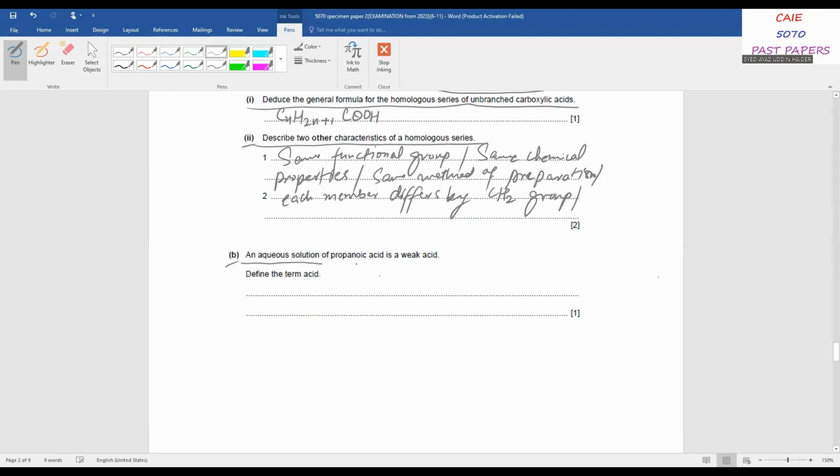Part B, an aqueous solution of propanoic acid is a weak acid. Define the term acid. Easy. Releases hydrogen ions.